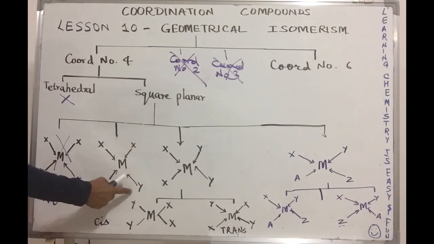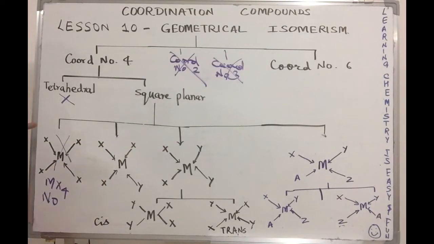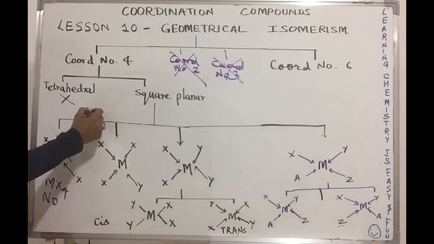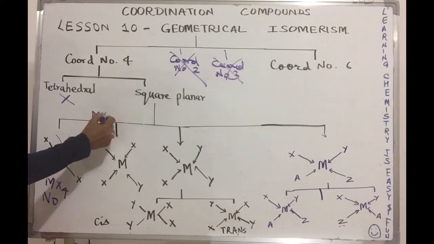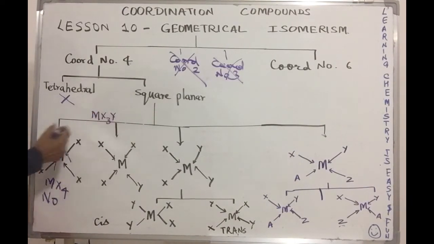MX3Y. First of all, I'm talking about unidentate ligands over here. So I have MX3Y. So this was our MX4. These can be anions. These can also be negative, these can also be neutral molecules.